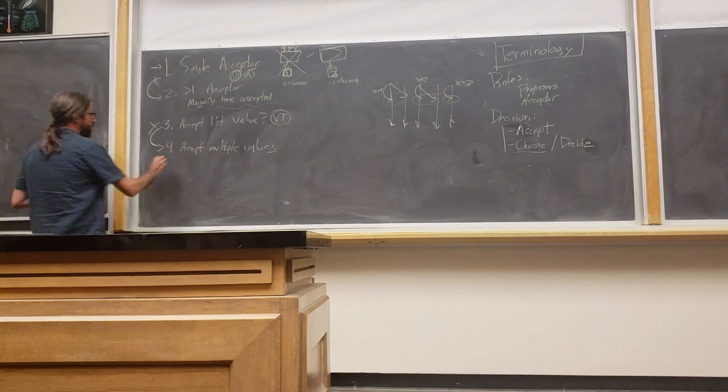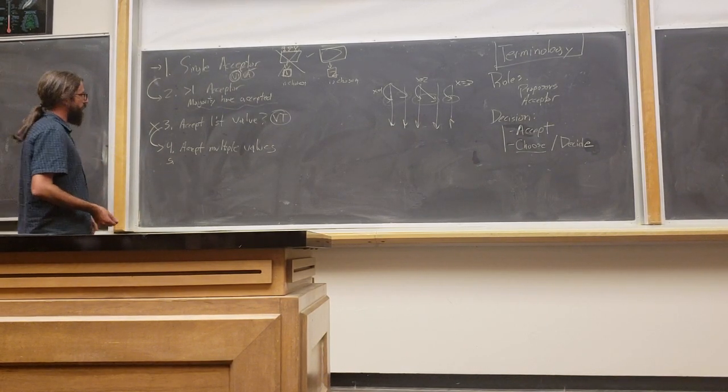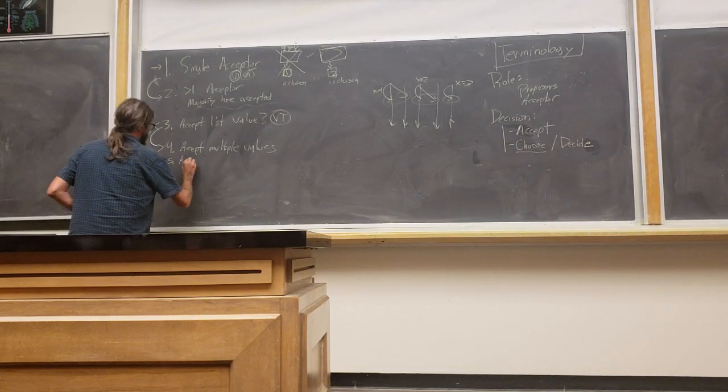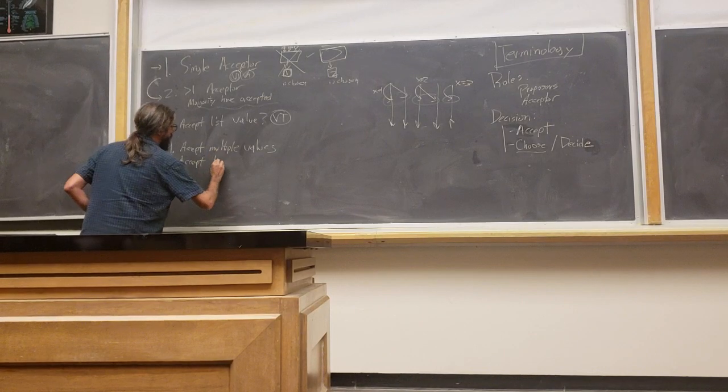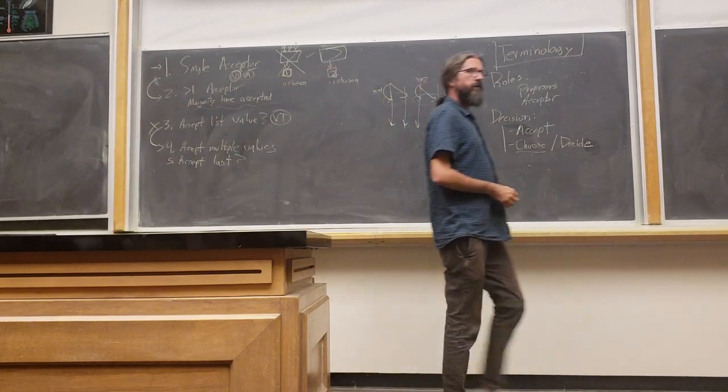And then we looked at this case where we're like, okay, well, if you have to accept multiple values, what if you just always accept the last value? First didn't work, last seems legit, right? Why not? What happened there?